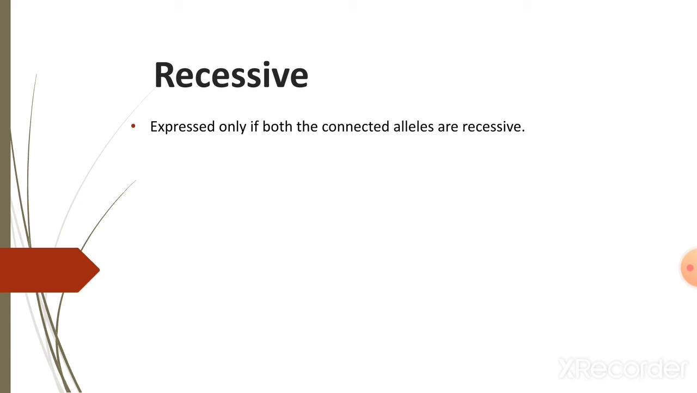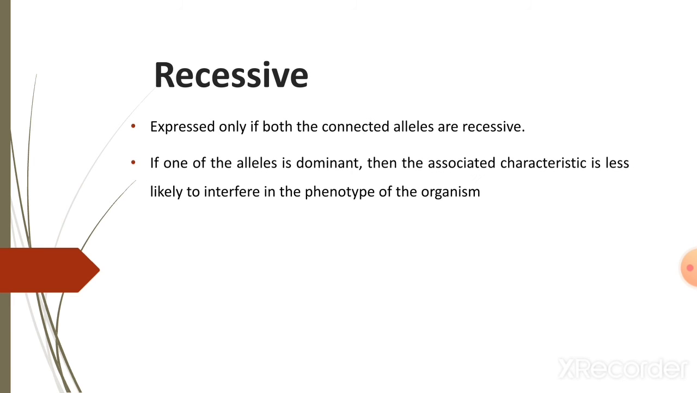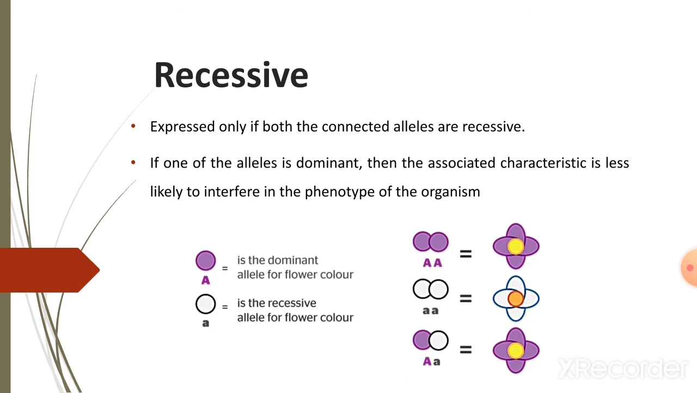Recessive traits are expressed only if both the connected alleles are recessive in condition. If one of the alleles is dominant, then the associated characteristic is less likely to manifest. Let's have a look at this figure. In the first condition, there is the presence of two capital A alleles. Then the color of the flower is purple. In the second condition, there is also the presence of two same alleles, that is small a, then the color of the flower is white.